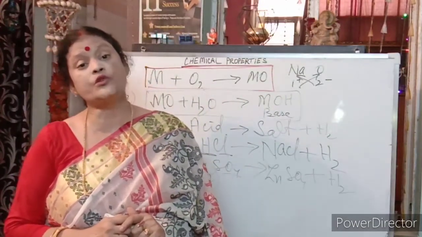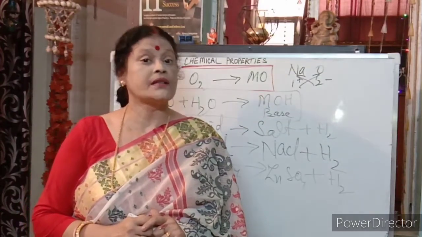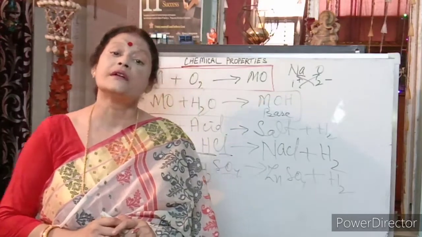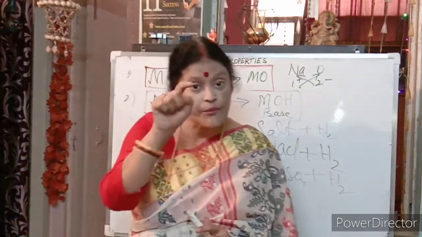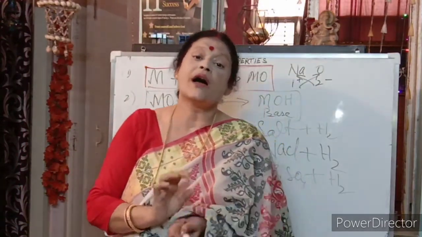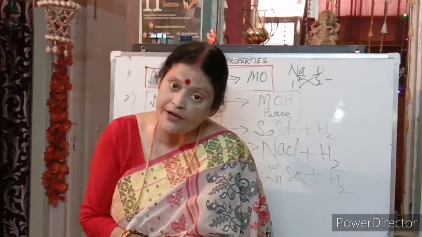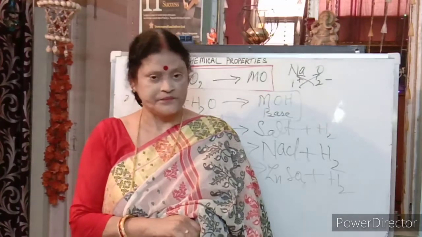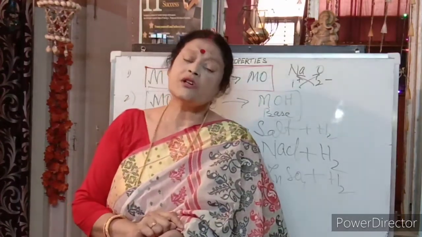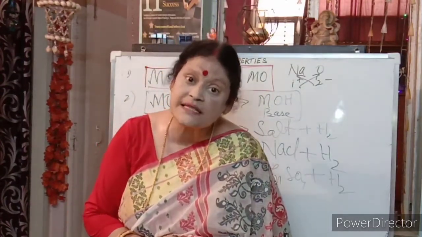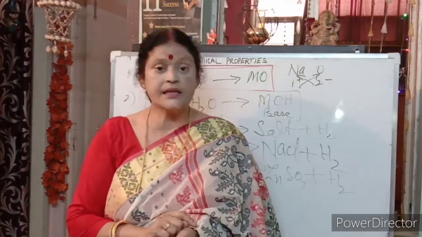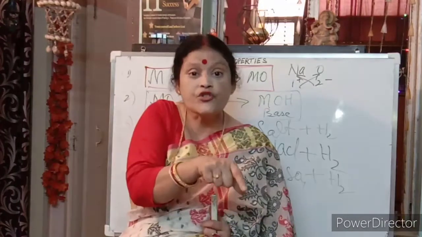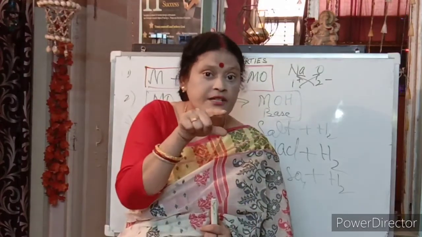Now, why do metals not evolve hydrogen with nitric acid? That is an acid, but metals do not evolve hydrogen. Very important 2 marks question: why do metals not evolve hydrogen with HNO3 or nitric acid? Important. Because nitric acid is a strong oxidizing agent, so it oxidizes hydrogen. Which hydrogen is there in HNO3?